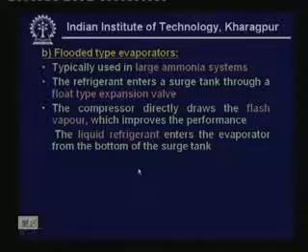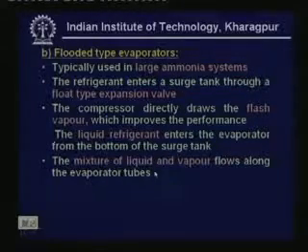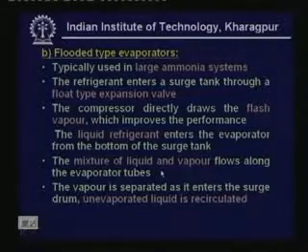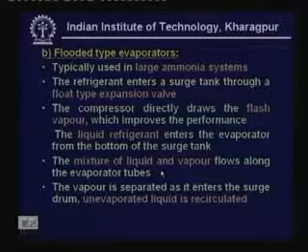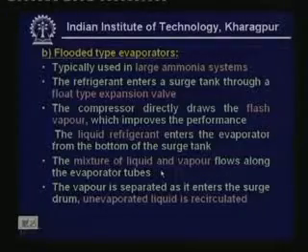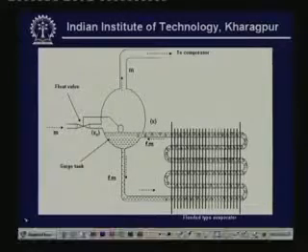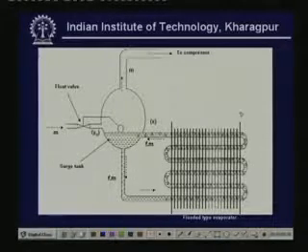And the liquid refrigerant enters the evaporator from the bottom of the surge tank. The mixture of liquid and vapor flows along the evaporator tubes. The vapor is separated as it enters the surge drum or surge tank. Okay, unevaporated liquid is recirculated. So let me quickly explain this. So this is the flooded type of evaporator.